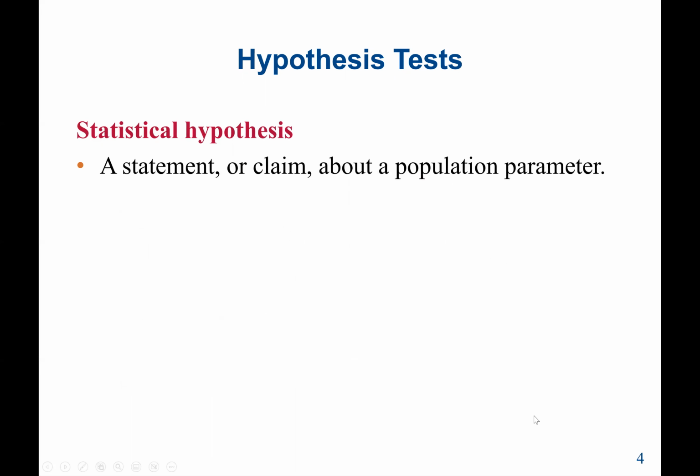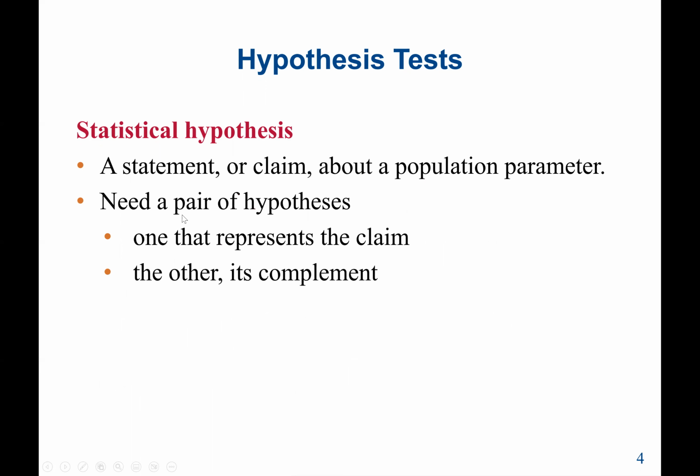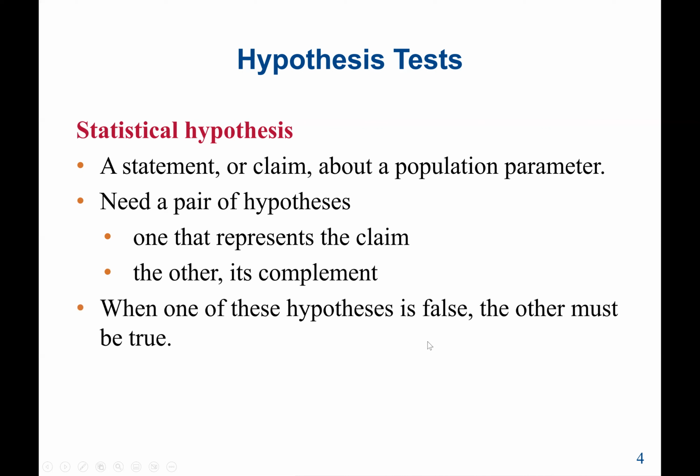And the next thing we should know is what a statistical hypothesis is. The statistical hypothesis is a statement or claim about a population parameter. And we need a pair of hypotheses. One that represents the claim, which will be the null hypothesis, and the other that complements it. So that will be the alternative hypothesis. So when one of these hypotheses is false, the other must be true.